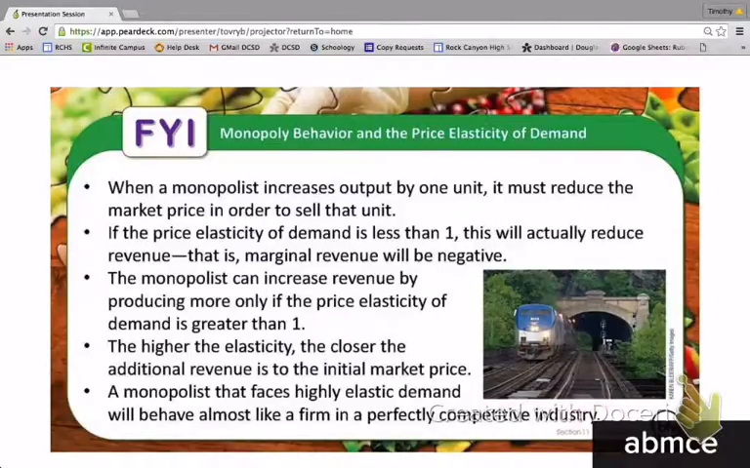And here's a story that you can look at that explains when a monopolist increases output by 1 unit, why it has to reduce the market price in order to sell that unit. Keep in mind, if the price elasticity of demand is less than 1, that will actually reduce revenue. So marginal revenue would be negative then. And the monopolist can increase revenue by producing more only if the price elasticity of demand is greater than 1. That means the elastic range of its demand curve. The higher the elasticity, the closer the additional revenue is to the initial market price. And a monopolist that faces highly elastic demand will behave almost like a firm in a perfectly competitive industry.